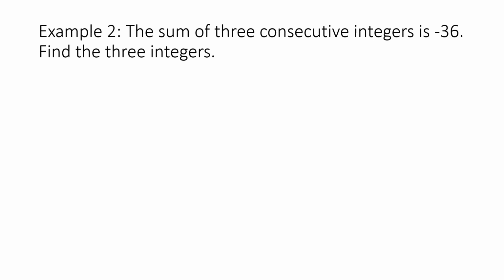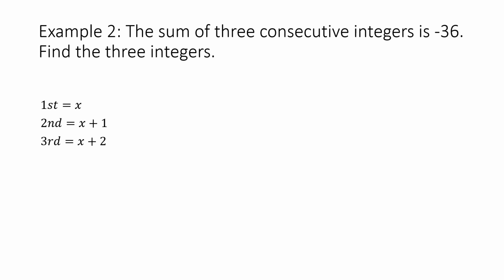Example 2: the sum of three consecutive integers is negative 36. Find the three integers. To set up this equation, I'm going to let x represent our first integer like I did in my first example. The next one in the sequence would be x plus 1, so that's my second number. And then the third number would be x plus 2. So the process is exactly the same as example 1, except I'm now adding in a third integer.